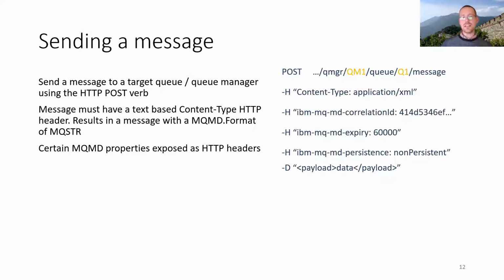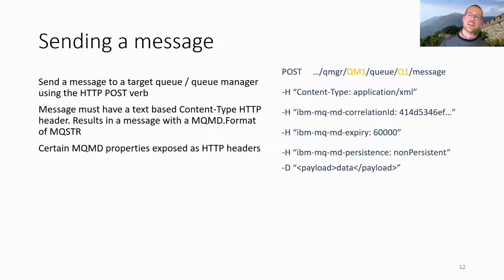And so if you want to send a message to MQ, you issue that POST and you provide the payload as part of the HTTP request body. At the moment, we only support text-based payload. So you can send JSON, you can send free format text, or you can send XML data, for example. And that results in an MQ string formatted message residing on the queue.